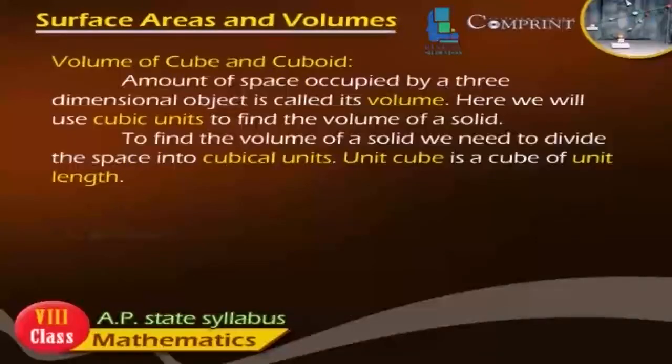Volume of cube and cuboid. The amount of space occupied by a three-dimensional object is called its volume. Here, we will use cubic units to find the volume of a solid. To find the volume of a solid, we need to divide the space into cubical units. A unit cube is a cube of unit length.